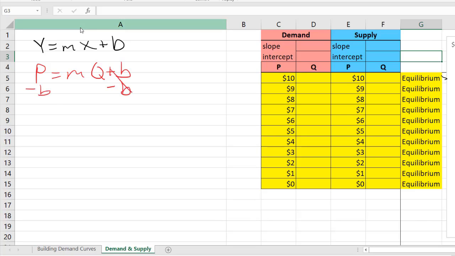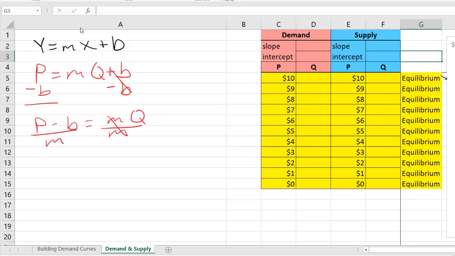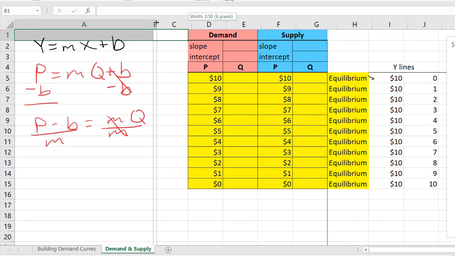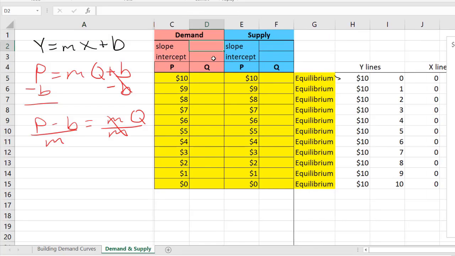So I'm going to subtract B from each side, and I'm going to get P minus B equals MQ. And then if I divide out M, I'm going to get (P minus B) over M equals Q. And that's how I'm going to run this in my Excel model over here. So I'm just going to set this up. Okay, I'm going to set up a slope, which is going to be negative because demand slopes down. And an intercept, I'm going to set it at an arbitrary level of 10. And then the quantity is just following this function right here.